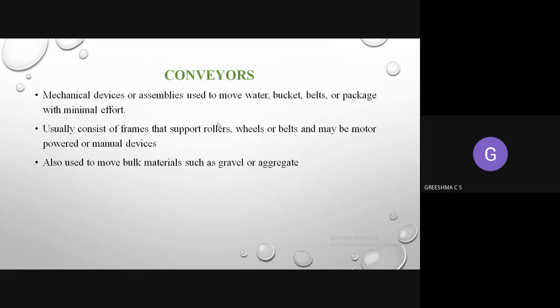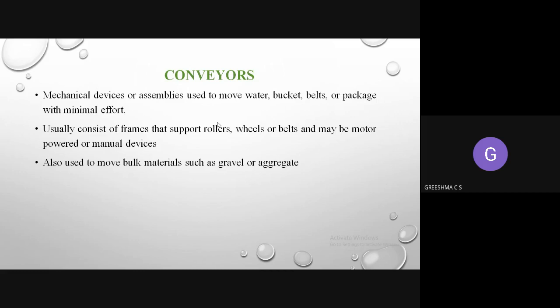Next one is the conveyors. Conveyors are mechanical devices or assemblies to move water, buckets, belts or packages with minimal effort. They usually consist of a frame of rollers. But forget about all this definition.